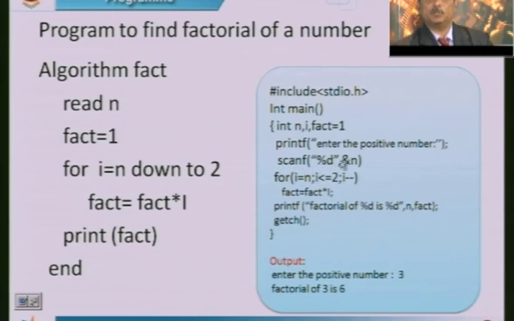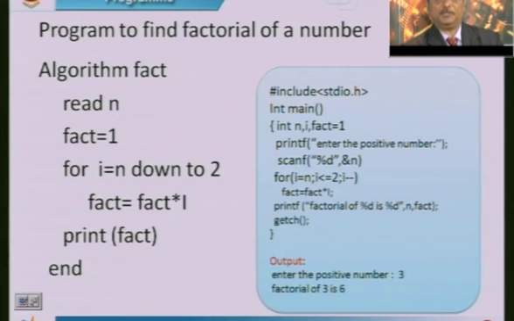Scanf, double quote, %d, ampersand n, because now you are reading the n value. For I is equal to n, I you initialize to n, I greater than or equal to 2 or 1, because the last multiplication with 1 will not change your result. You can stop at 2 itself. I minus minus. Even if you give 1 here, it works. One multiplication can be reduced when you put the condition I greater than or equal to 2. Fact is equal to fact into I, that is the step that you have to observe.